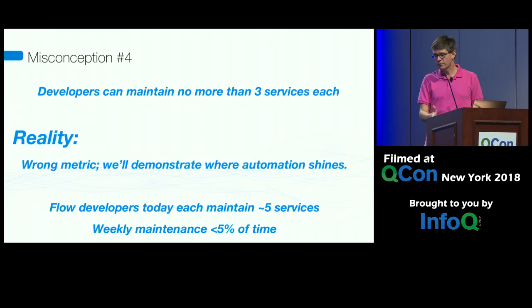Today, at Flow, we're in our third year. We have about 100 services, and the ratio is about five services per engineer. And every week, we ask people how much time is being spent on maintenance. The portion of maintenance that goes into maintaining and loving our microservices is less than 5%. So it's absolutely doable.